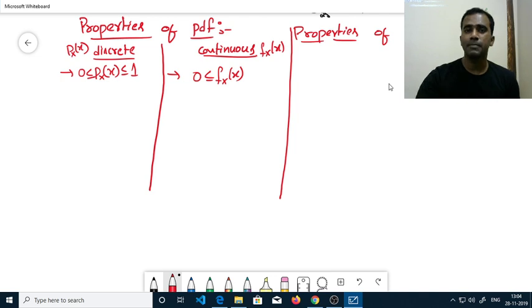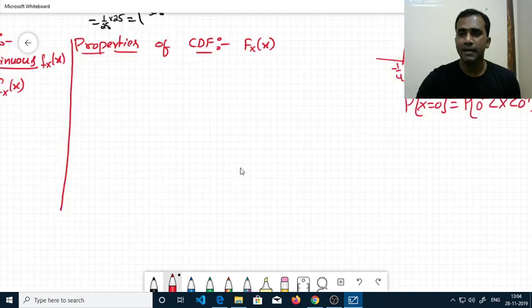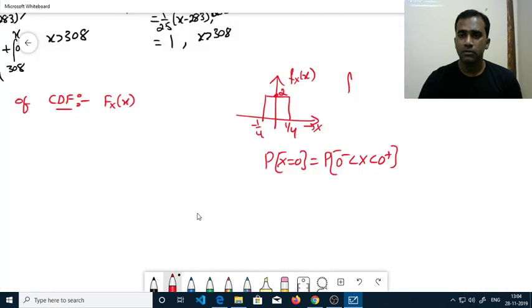Let me take an example and discuss. This is a continuous PDF. I am taking one particular example. The range I am taking is from minus 1 by 4 to plus 1 by 4. The height should be 2, because only then will the area be 1. Only if the height is 2 will the area be 1, and only then is this a valid PDF.